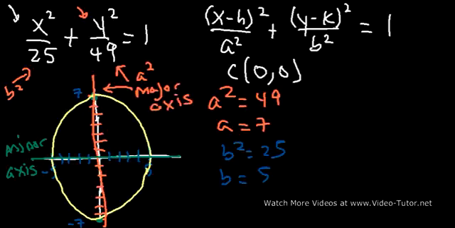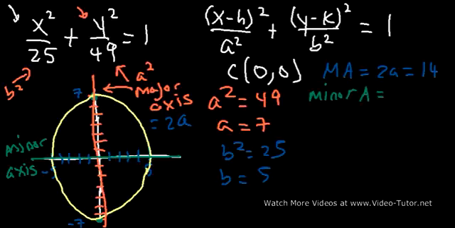So let's say you get a question and they ask you, what is the major vertical axis length? How long is it? The major vertical axis is always equal to twice the value of A. And so in this case, I'm going to write MA for major axis. Since it's equal to 2A, it's 14. The minor axis, the length of the minor axis is twice the value of B. So 2 times B, it's 10.